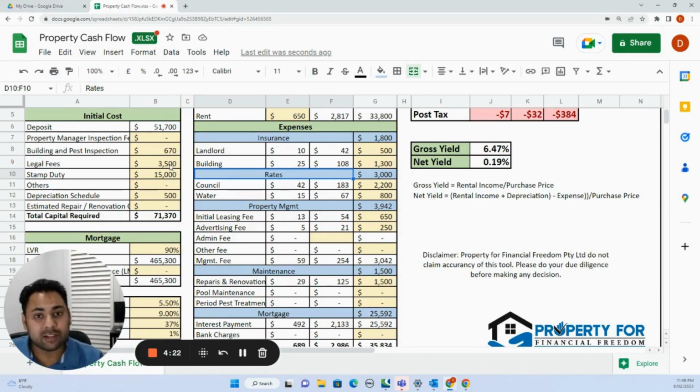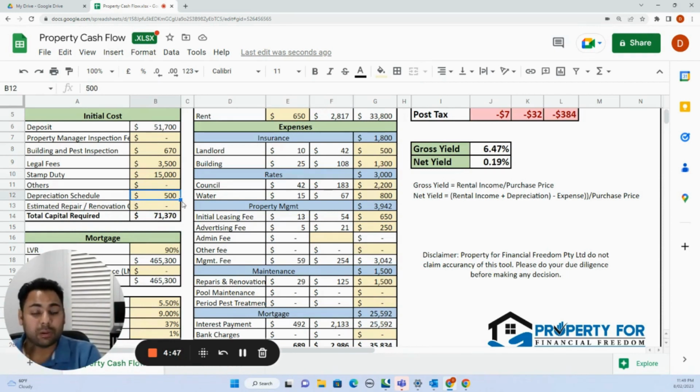With stamp duty, I put a 15,000 lump sum number, but I will provide a link in this tool where you can go and find out what the purchase price is and what stamp duty exactly you're going to pay. Whatever the stamp duty is, you put that in here. Next is the depreciation schedule. This is something that is done by the quantity surveyors.